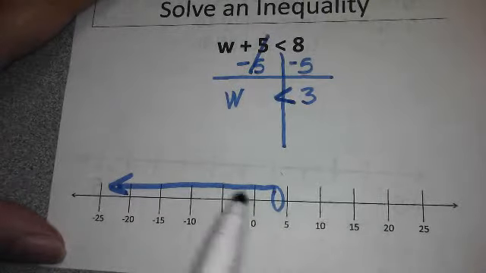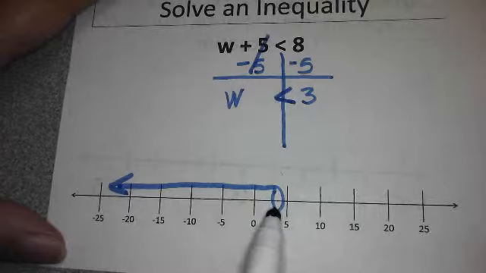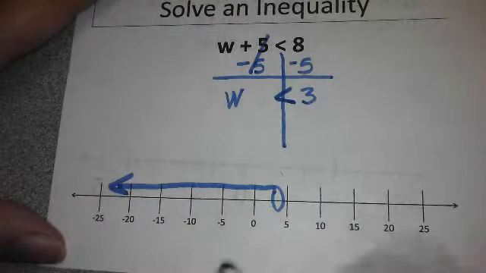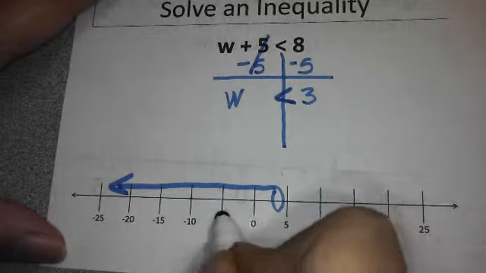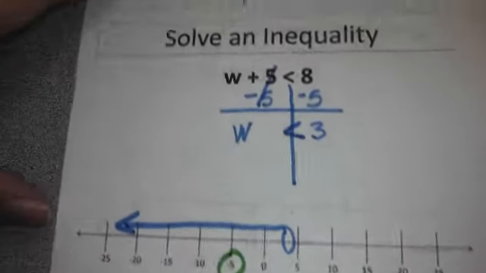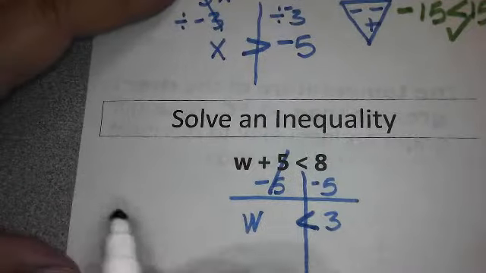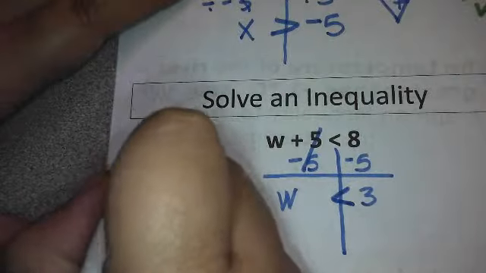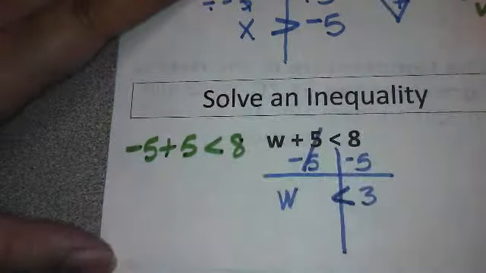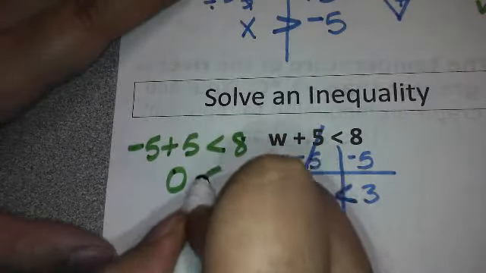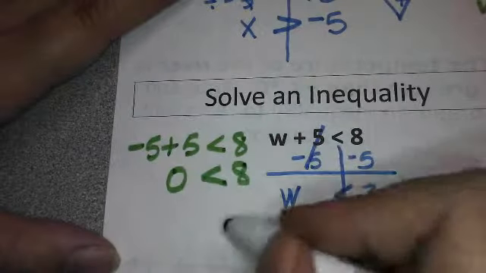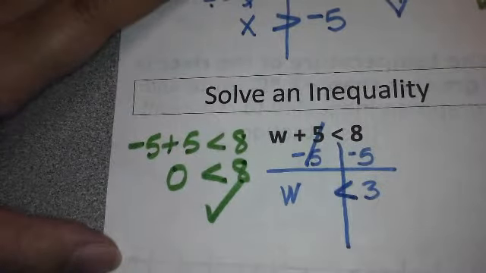Always check your work. So pick a number in your solution set, everything to the left of 3 right here. Let's pick -5. I'm going to put the -5 in for W. So -5 plus 5 is less than 8. -5 plus 5 is 0. And 0 is less than 8. So I know I did my work correctly.